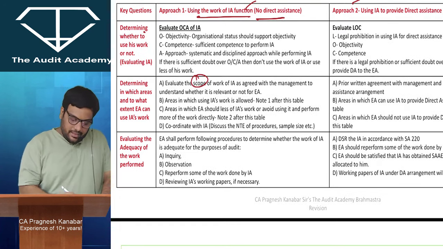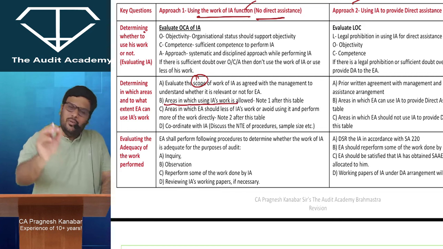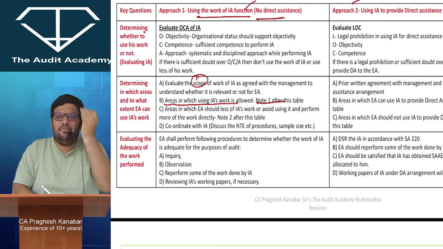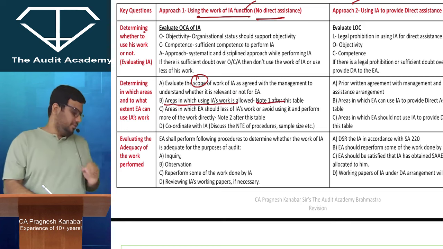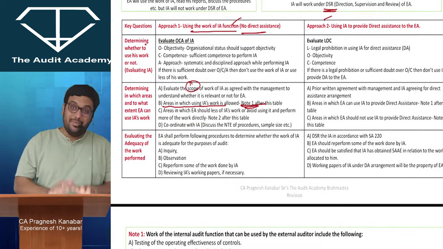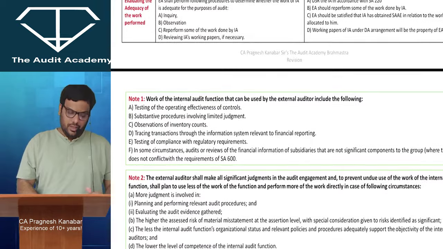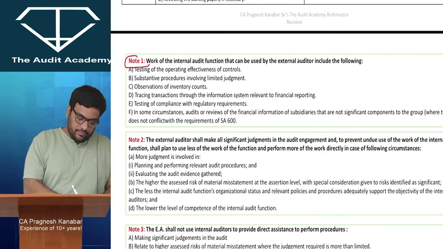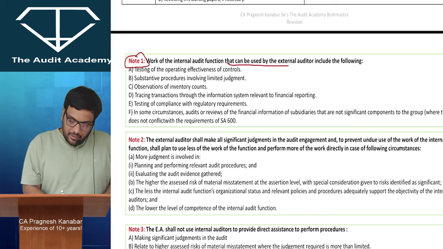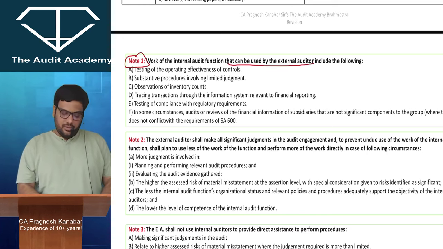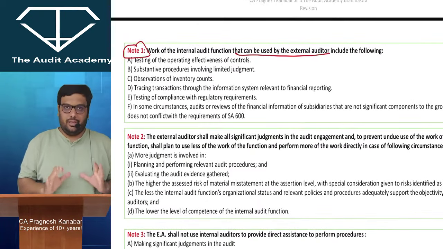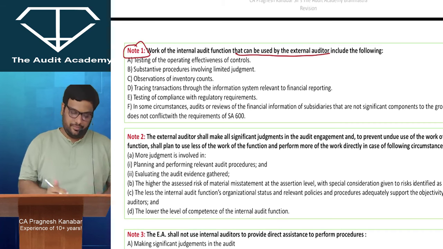ICAI in the module has given certain areas where you can use the work of internal auditor, and this is one of their favorite, extremely favorite for MCQs and case studies. So note one, which I have given after this table. This table is the core content and then the supporting notes. So go to the next page. Look at this note one. Work of internal audit function that can be used by the external auditor includes the following. I think this logically you'll be able to understand. Now these areas we can use his work.